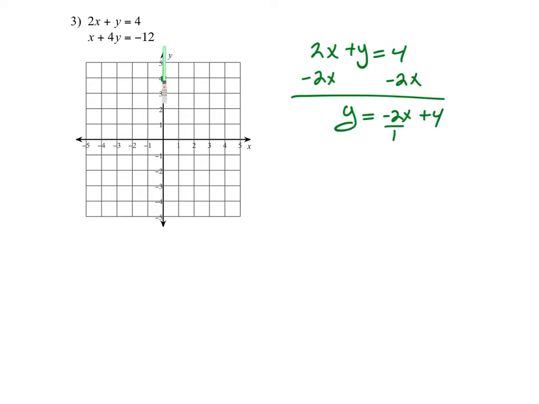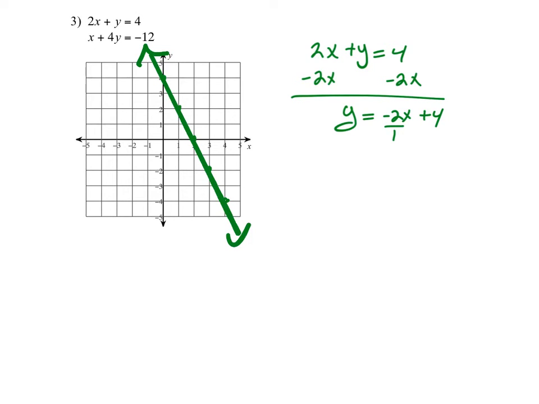But in this case, I don't have enough space on my graph. So I'm going to go down 2, and now I'm moving 1 to the right. So I'm going to mark that point right there. So again, from there, I'm going 2 down, 1 to the right, 2 down, 1 to the right, 2 down, 1 to the right. And now I'm just going to trace my line right there. Something similar to that is my graph. Now I'm going to do the same thing with the next one.